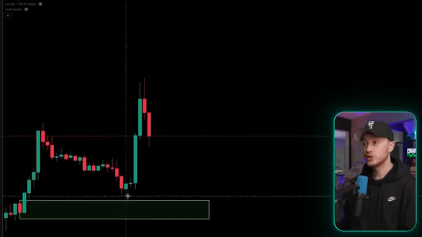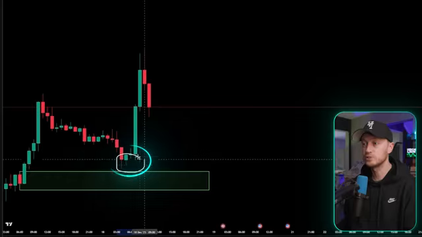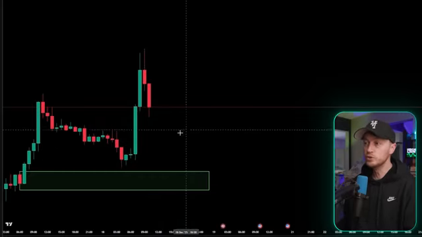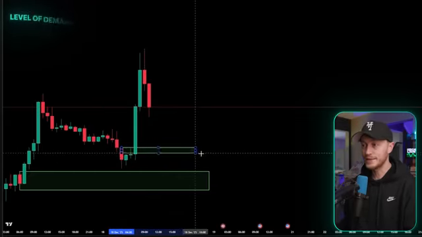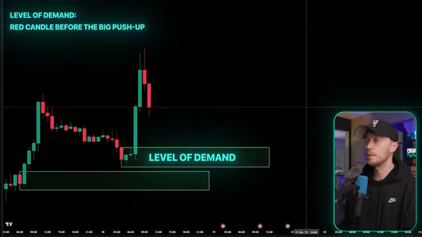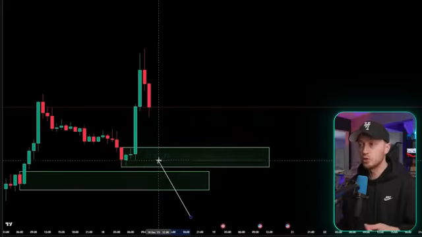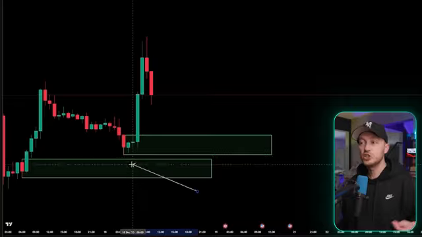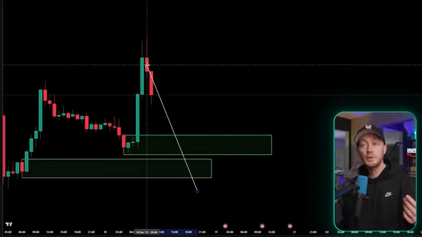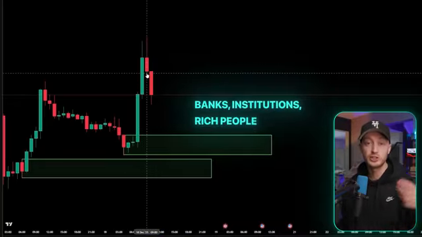In this case, you could see price never came back to my level of demand, but it created a new level of demand. Again, the red candle before the big push up. Now, why do I consider these zones demand zones? It's because this huge push up in price can only be made by banks, institutions, the rich people.